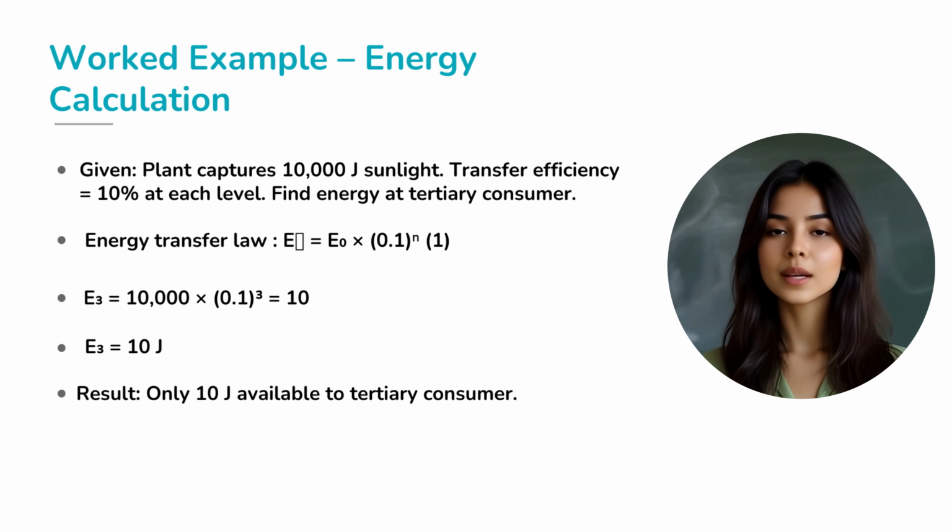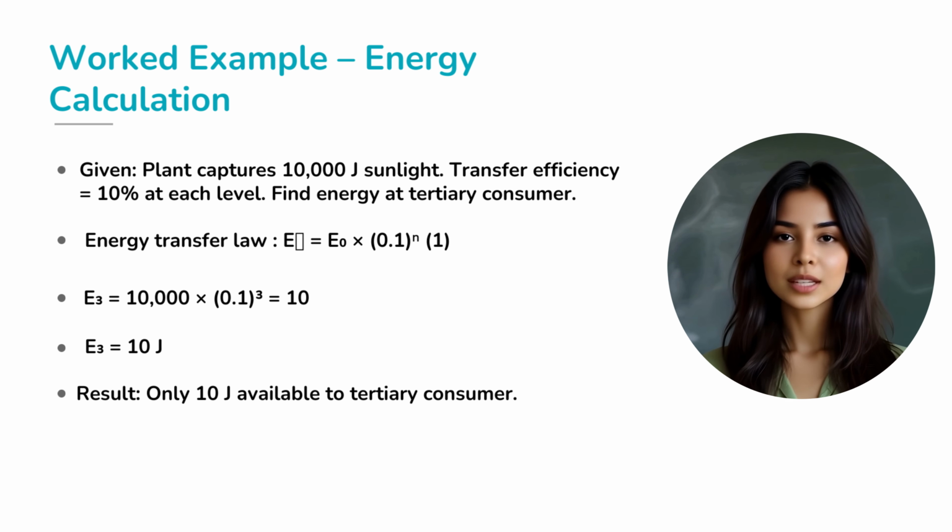Using the formula, energy at the nth level equals initial energy multiplied by 0.1 to the power n. For the tertiary consumer, n equals 3. So, energy equals 10,000 times 0.1 cubed. That is 10 joules. So, from 10,000 joules at the plant level, only 10 joules are available to the top predator. This sharp decrease explains why ecosystems cannot support too many top carnivores.